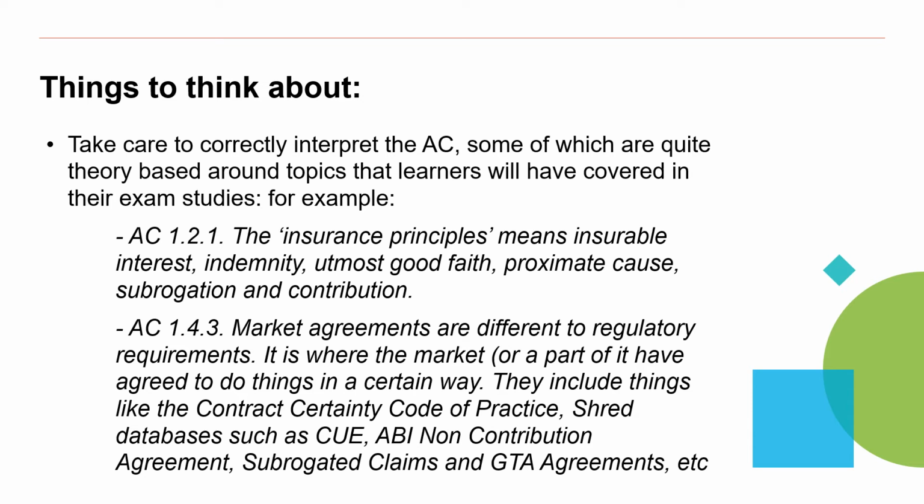1.4.3, market agreements are different to regulatory requirements. It is where the market or a part of it have agreed to do things in a certain way. They include things like the Contract Certainty Code of Practice, shared databases such as Q, ABI, non-contribution agreements, subrogated claims and GTA agreements, etc.